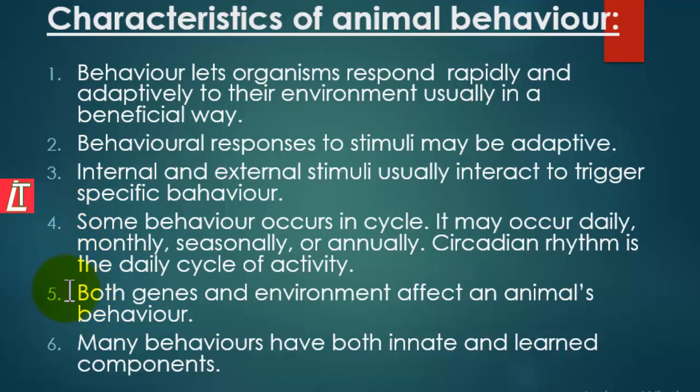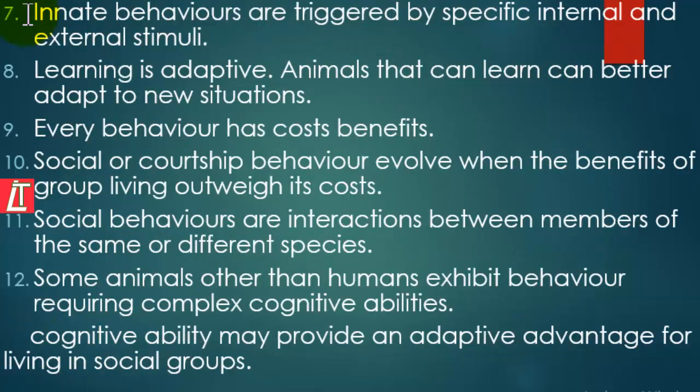Both genes and environment affect an animal's behavior. Many behaviors have both innate and learned components. Innate behaviors are triggered by specific internal and external stimuli. Learning is adaptive. Animals that can learn can better adapt to new situations. Every behavior has costs and benefits. Social or courtship behavior evolves when the benefits of group living outweigh its costs.